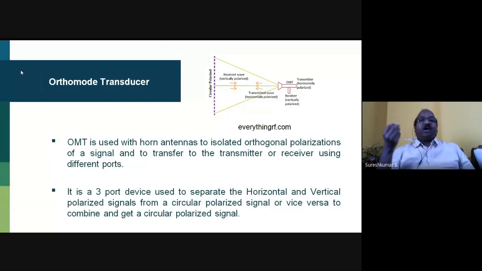You can use an orthomode transducer, which splits this circular polarized signal into a vertical polarized signal and a horizontal polarized signal. Okay, this is another application. When you want to do it, you have to go behind the horn antenna with an orthomode transducer. Okay, this is another application.